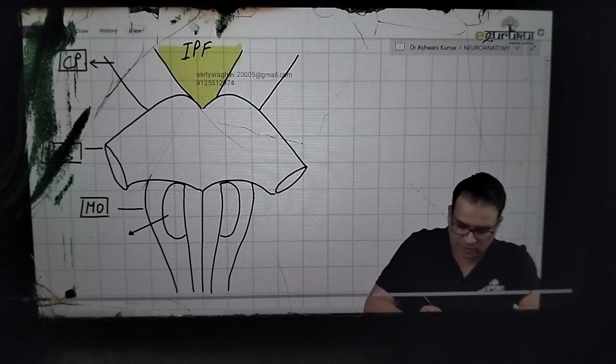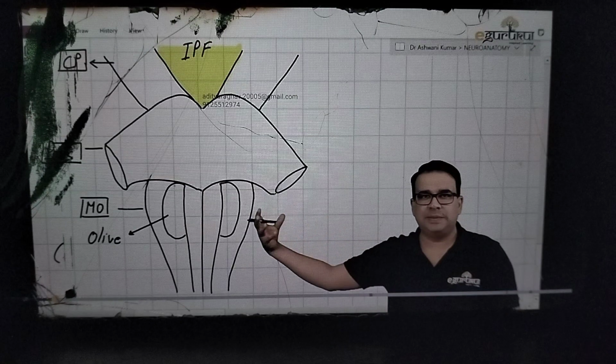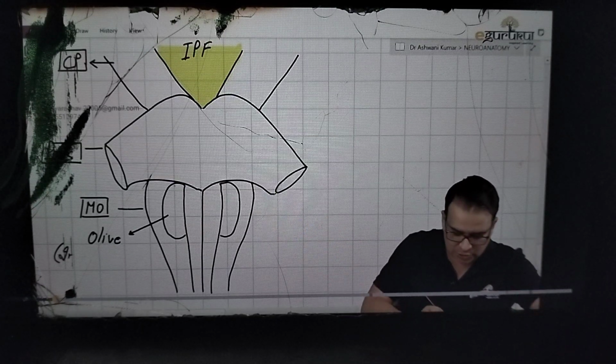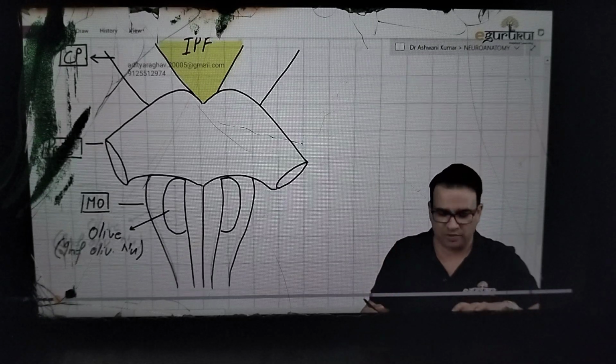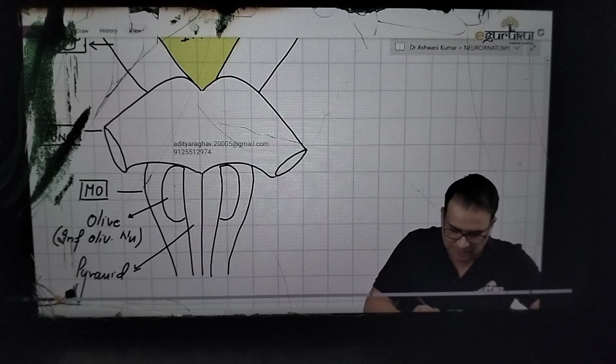If we label them, just label them on one side only. This is olive. Olive is because of what? There's a nucleus deep to it, the inferior olivary nucleus. There's a huge nucleus present inside called the inferior olivary nucleus, and that is the one producing this bulge called olive. And as we already said, this is pyramid. Pyramid is simply because of the pyramidal tract.